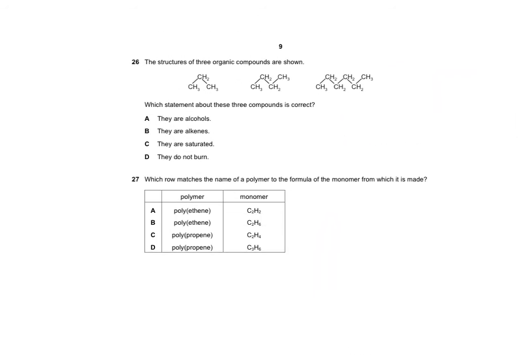Last two questions now. So the structures of 3 organic compounds are shown. What statement about these compounds is correct? They are alcohols. Well, an alcohol has an OH, so that's not true. They're alkenes. Alkenes have a double bond, so that's not true. They are saturated. Yep, all their bonds are taken up by hydrogen. And they do not burn. Well, things like petrol and diesel are alkanes, so that's not true. So these are all alkanes, which are saturated hydrocarbons.